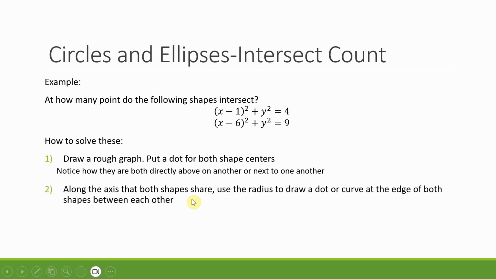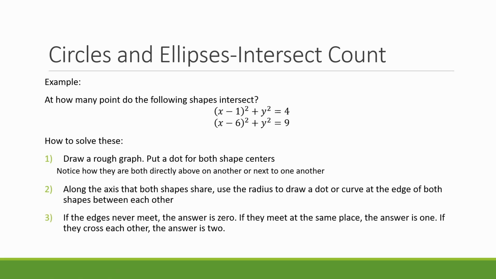So then, along that axis that they're both sharing, so if they're left and right of each other, I'm going to use the radius to draw a dot, a curve, whatever shape you want, to mark the edge of each shape in between each other. So I don't have to draw the entire circle, the entire ellipse. I only have to figure out how far does it go in the direction of that other center. And I'll give you examples of the 3 scenarios of this in the next few slides, so it'll be easier to follow once you actually see what I mean.